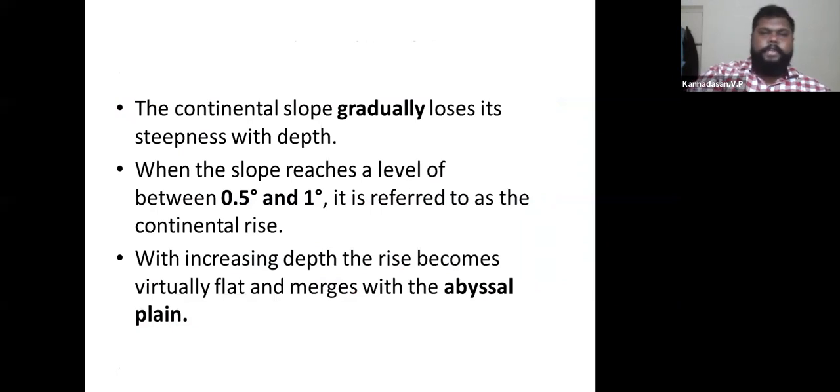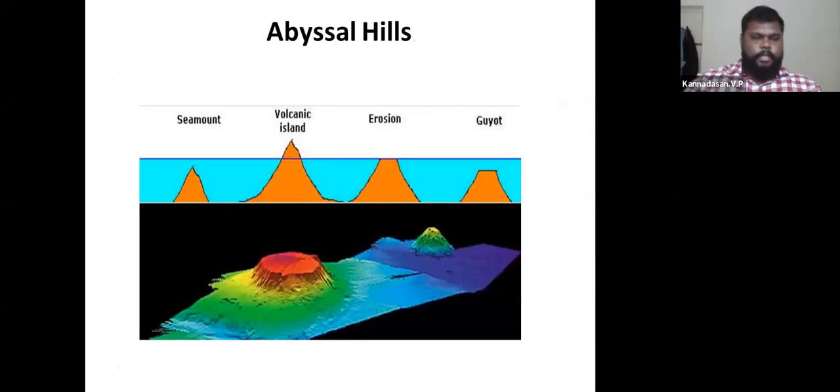As I said, the continental slope gradually loses its steepness with depth. When the slope reaches a level of 0.5 to 1 degree angle, then the continental rise comes in. Where the slope decreases at the end of the continental slope, that's where the abyssal rise occurs. These are the abyssal hills, also known as abyssal plains, the undulating region. From the name itself, I hope you can understand: abyssal plain means an undulating feature.